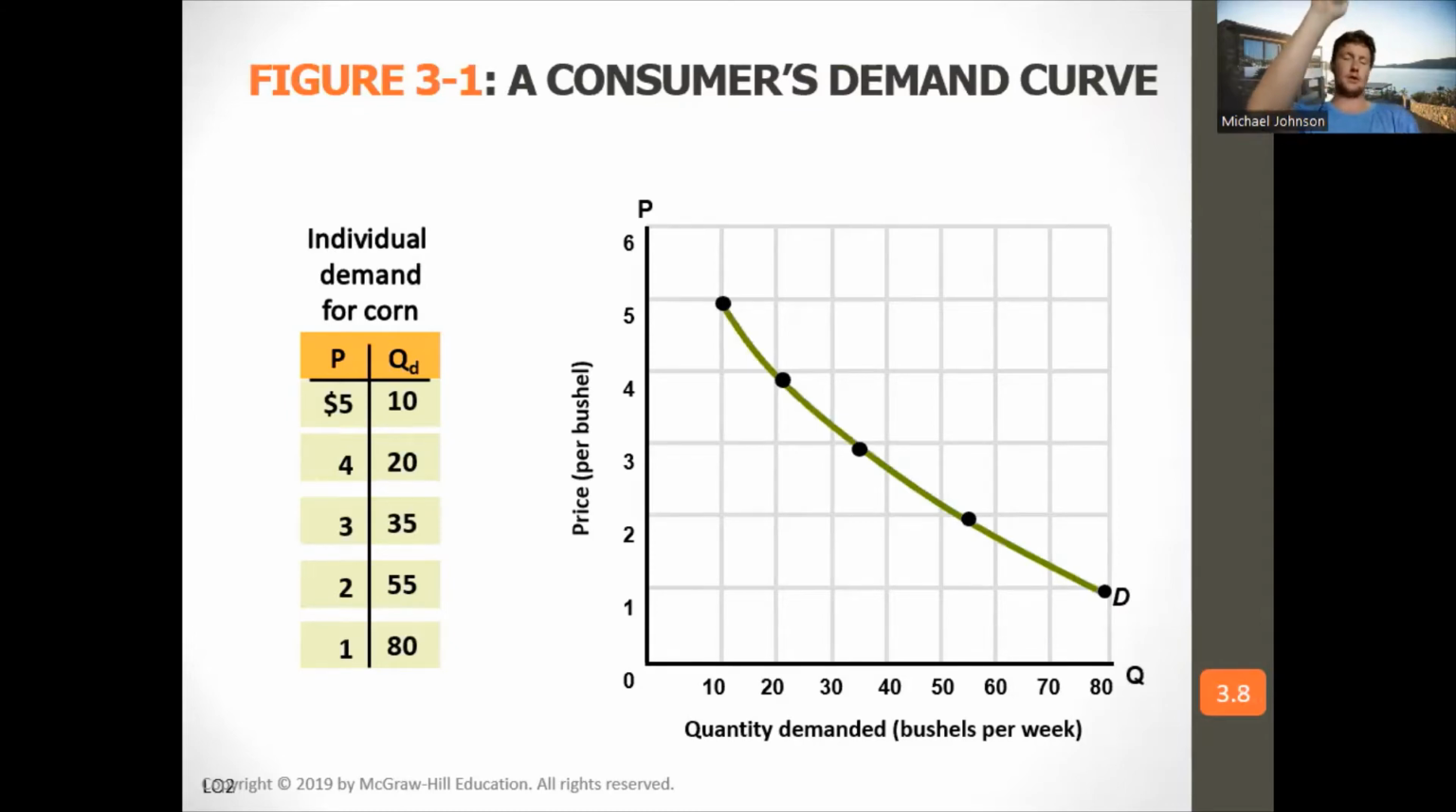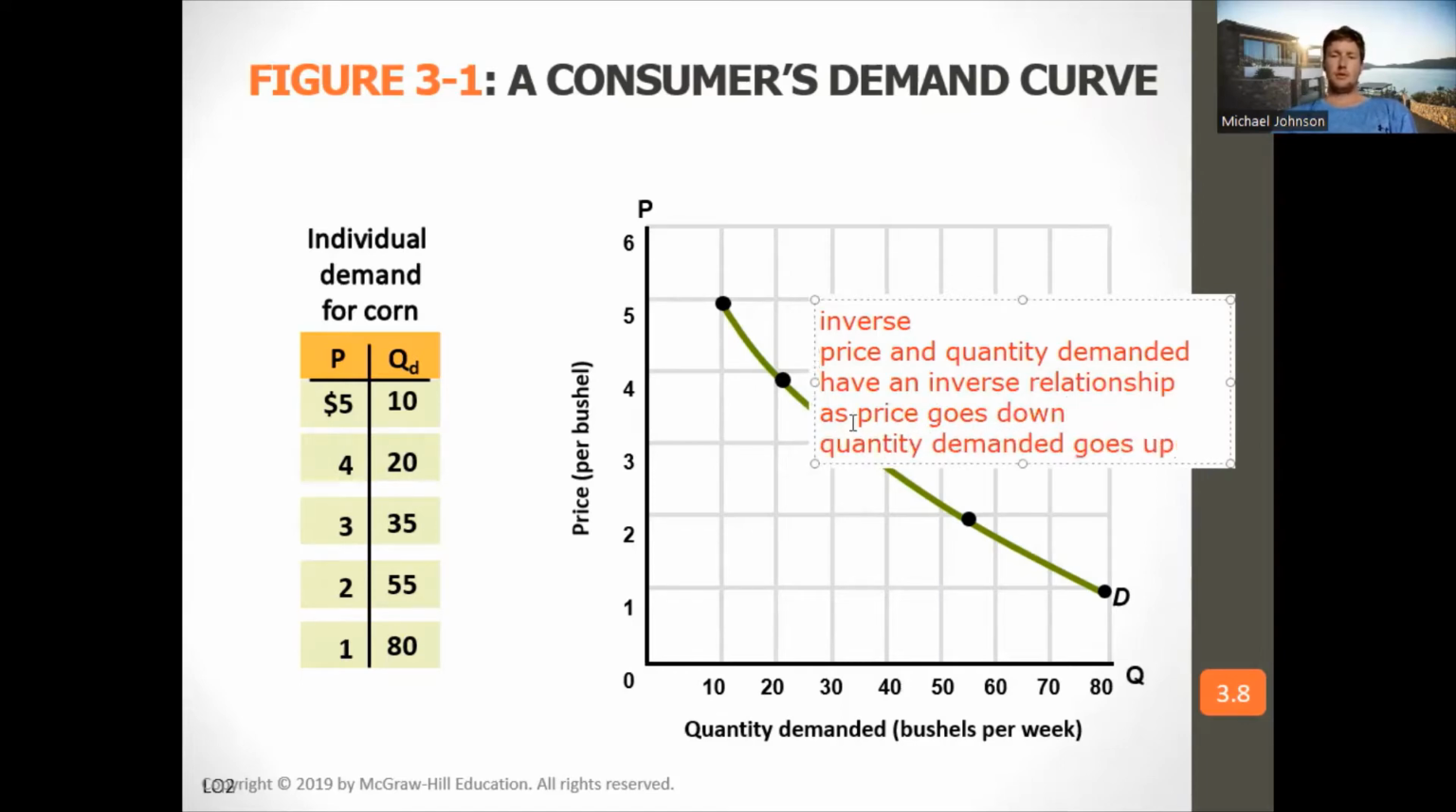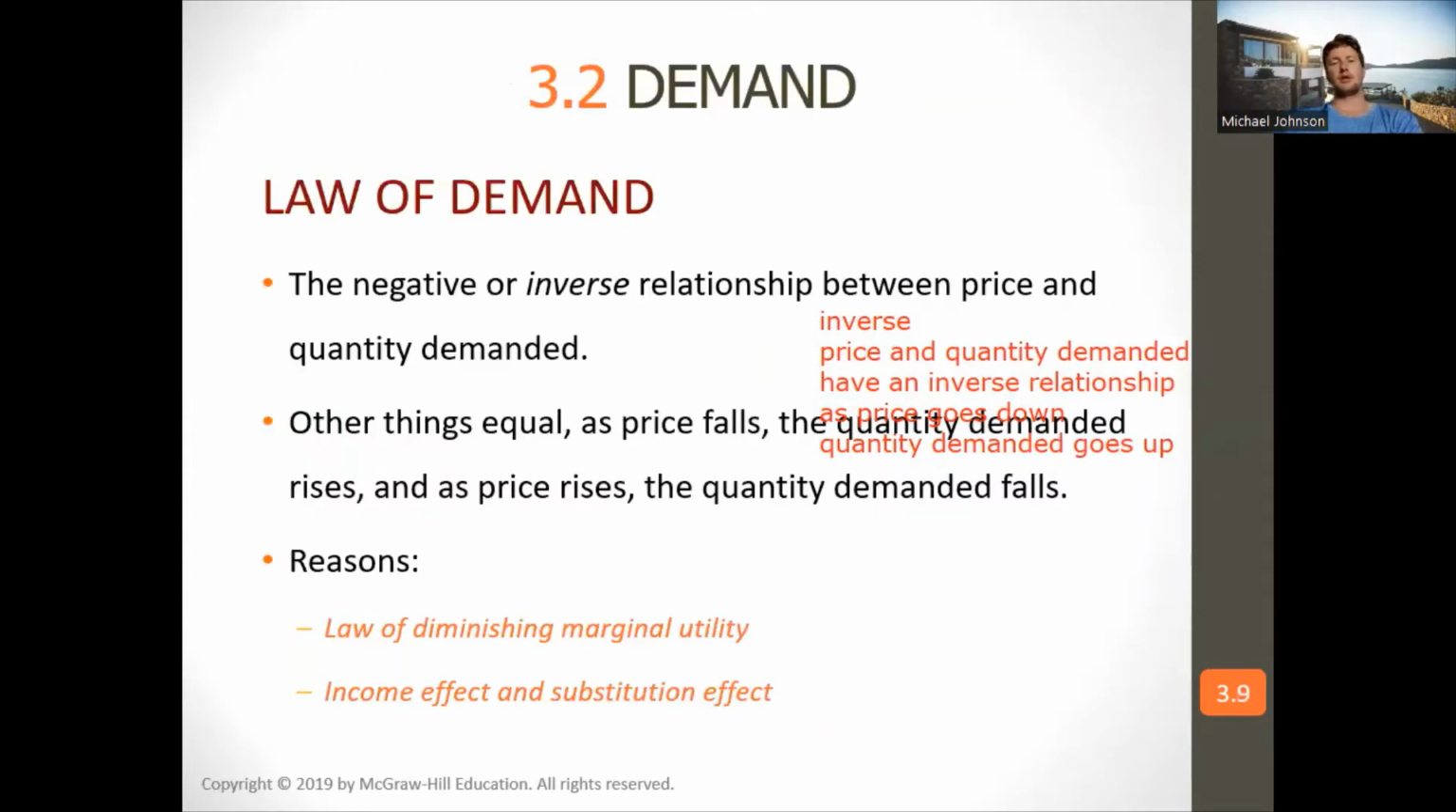So as price goes down, quantity demanded goes up. That's the relationship: price and quantity demanded have an inverse relationship. As price goes down, quantity demanded goes up. Law of demand: the negative or inverse relationship between price and quantity demanded. Other things equal, as price falls, the quantity demanded rises, and as price rises, the quantity demanded falls.